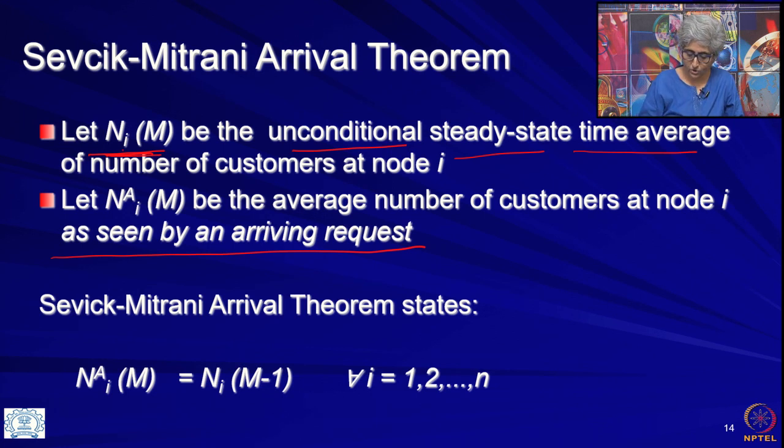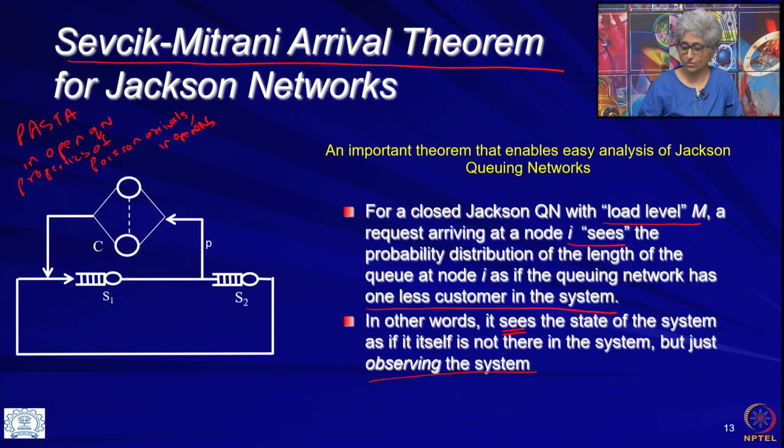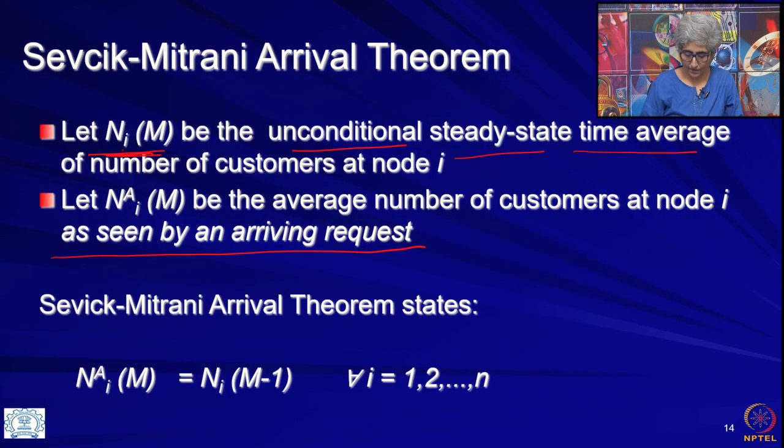So, what does the Sevcik-Mitrani theorem say, remember, about seeing the system as if with one less customer? Mathematically, it means that what a request sees at a node i at arrival times for a queuing network which has m customers in the system is the same as the unconditional average. Remember, I am not putting the superscript here. So, this is the unconditional average with one less customer in the system, at the m minus 1 level.